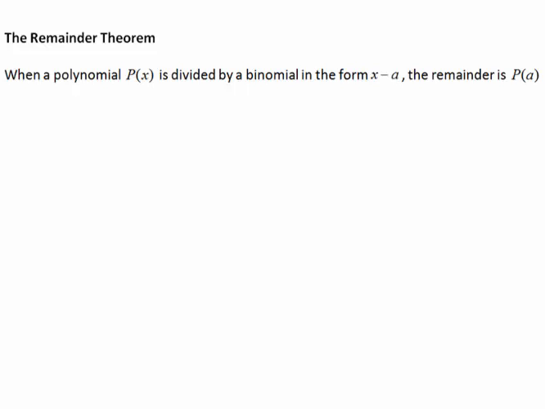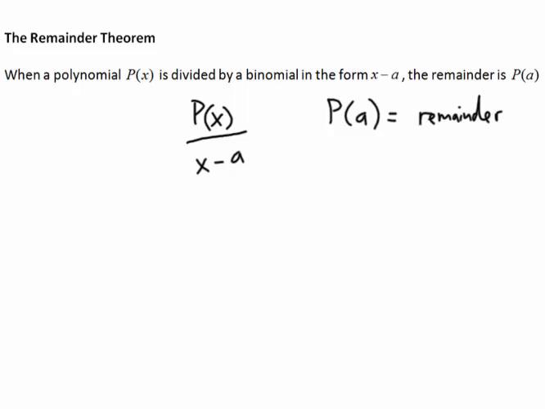When a polynomial p of x is divided by a binomial in the form x minus a, the remainder is p of a. Now, what does that mean? We take any polynomial p of x and we divide it by a binomial, x minus a. The remainder can be found by taking that a value and putting it into the polynomial. And the number that you get out is the remainder. And that's the remainder theorem.